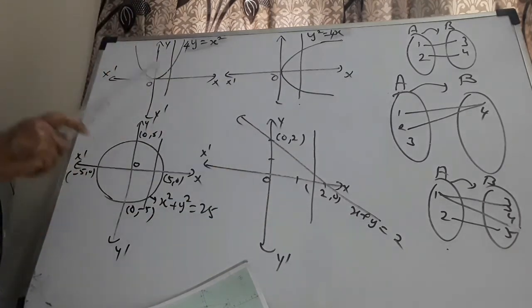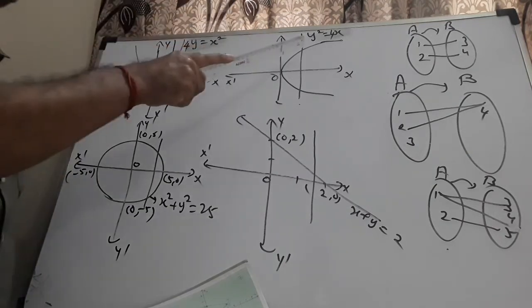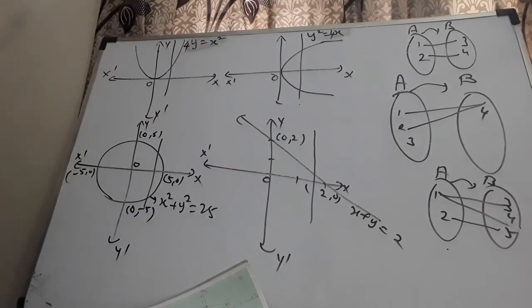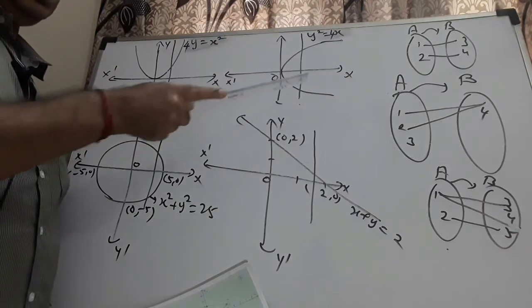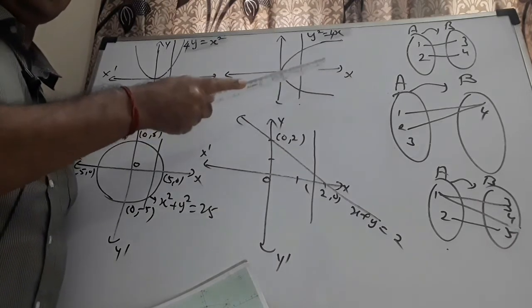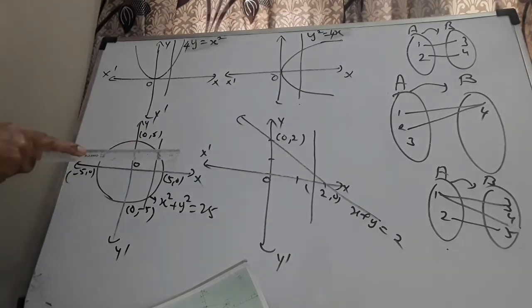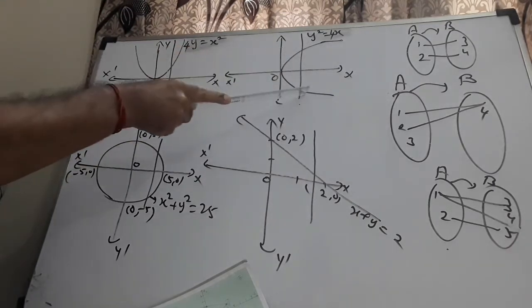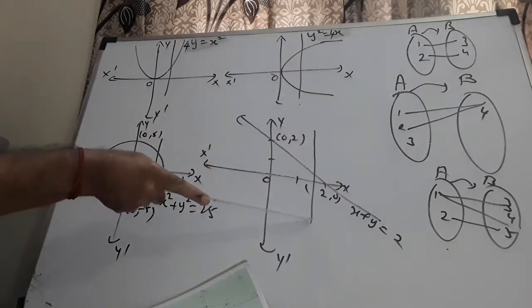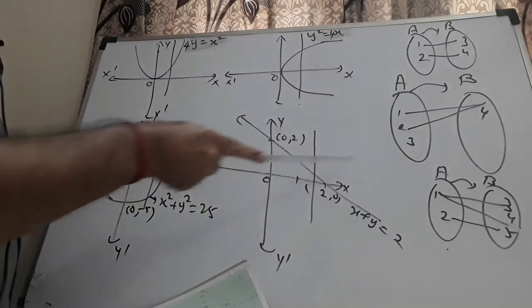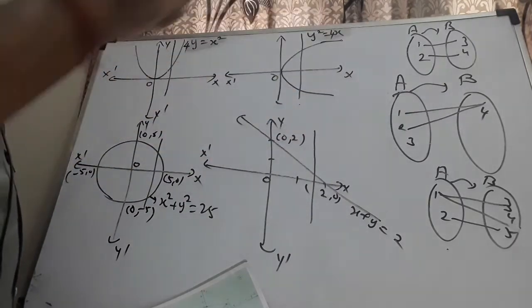I repeat, after I draw the diagrams for the corresponding equation, I draw various vertical lines. If I am able to identify at least one vertical line which intersects the given curve at more than one point, it will not be a function. Therefore, this is not a function because this particular point has two images, which contradicts the definition of a function. Here, this is a function because it intersects the line x plus y equal to 2 at only one point. I can draw any vertical line for that matter.